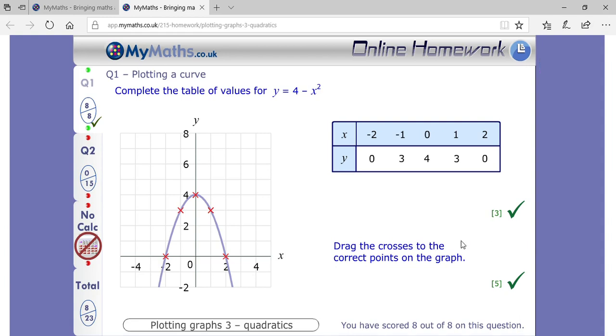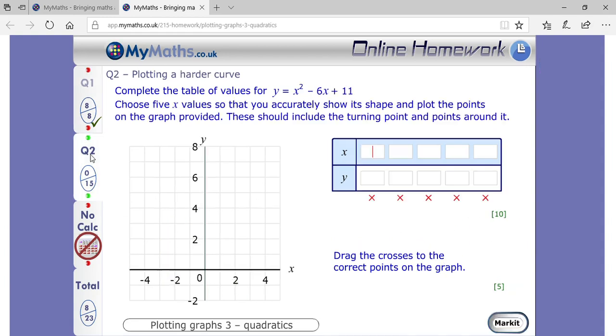So now come to the next one. Here you can see there is a given quadratic equation, y equals x square minus 6x plus 11. Complete the table of values. Choose 5 x values so that you get the accurate shape, and plot the points on the graph provided. So you have to take 5 values of x so that you get the values of y to express the graph of the quadratic.